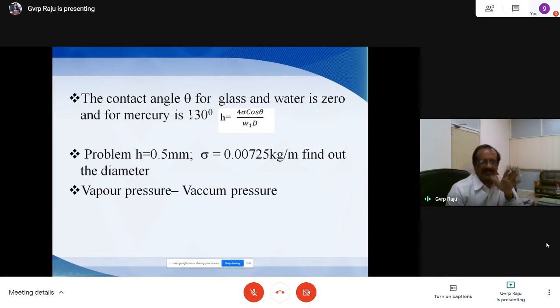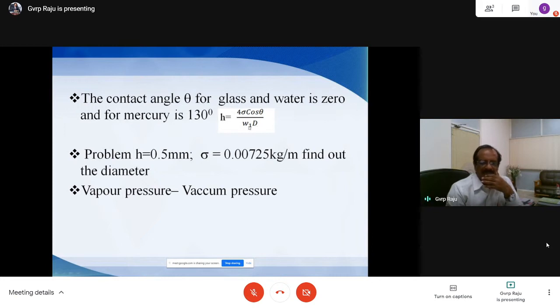So try to remember that he will not give in the solution that the contact angle is 0 for glass and water. For example, see here, he has not given glass and water. I have not given the complete details here. It is water. So for water, we can straight away take theta is equal to 0. So when the contact angle is 0, cos 0 is 1. So the equation will be H is equal to 4 sigma by W D. So if it is water, H is equal to 4 sigma by W D.